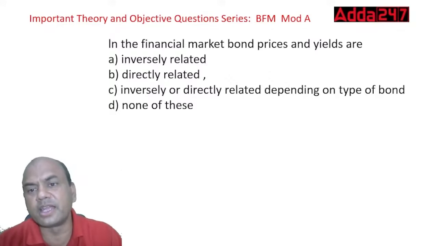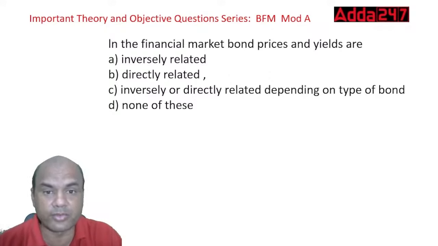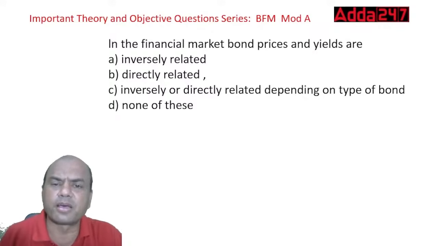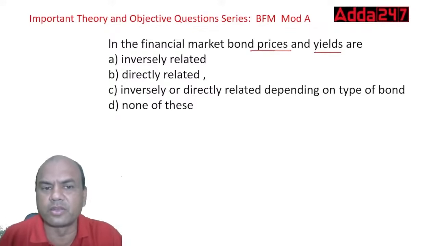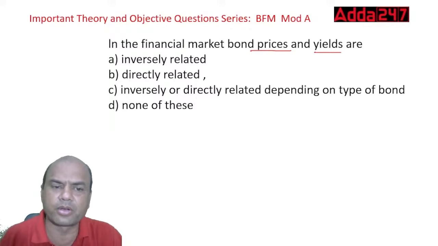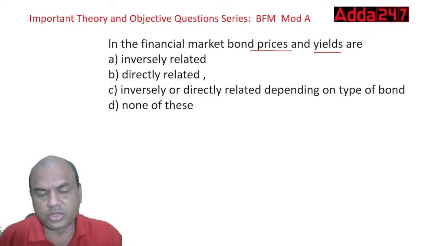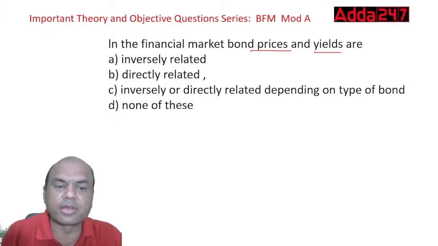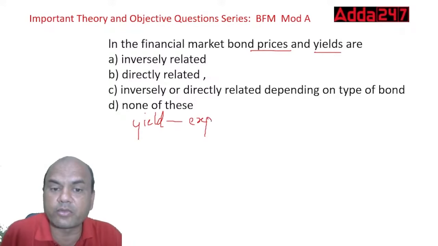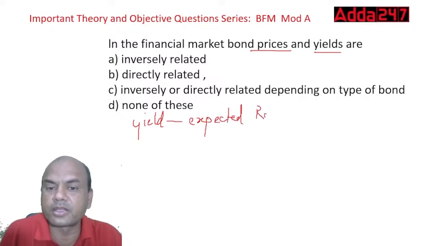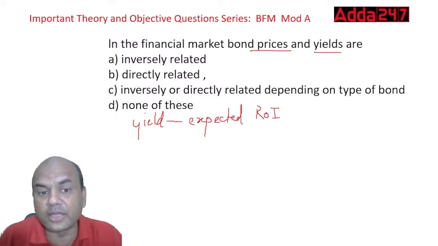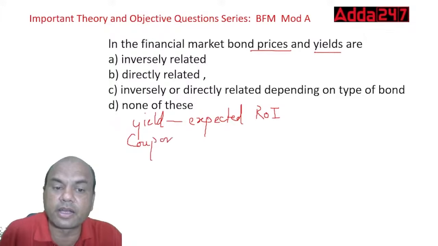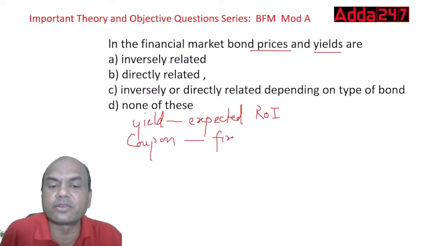In financial markets, bond prices and yields are directly or inversely related, depending on the type of bond, or none of the above. Remember the price and this rate of interest, we call it yield. Yield means what? It's the expected rate of interest, expected ROI. There are two rates always in any bond: one is coupon and second is yield. The coupon is always fixed. Once it is given, it's fixed. You can't change it.